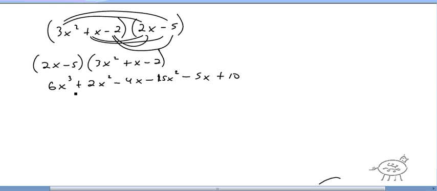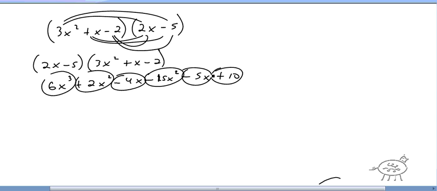And then we combine like terms. So I'm going to circle. So we have 6x cubed. 2x squared minus 15x squared is negative 13x squared. And guys, don't make mistakes on adding and subtracting. That's brutal. It really is. Negative 4x minus 5x is negative 9x plus 10. And there's your answer.